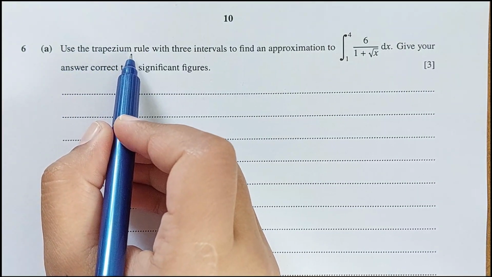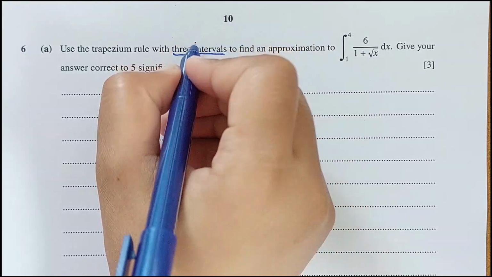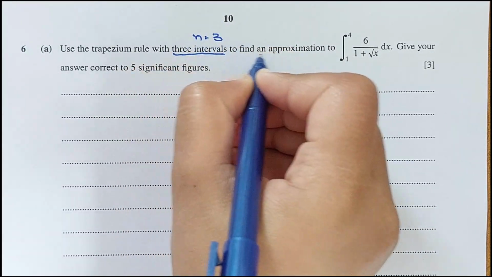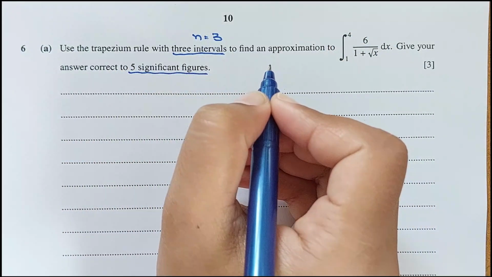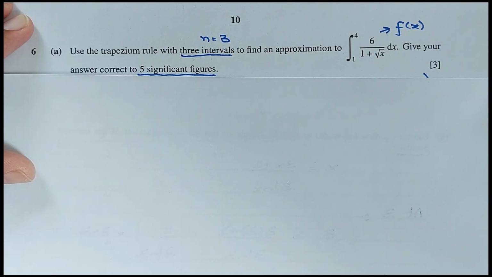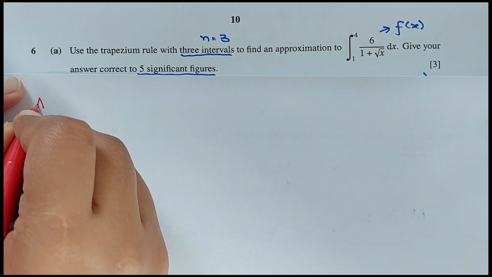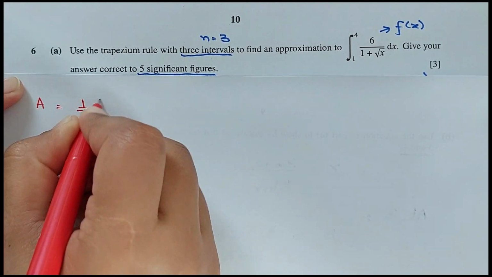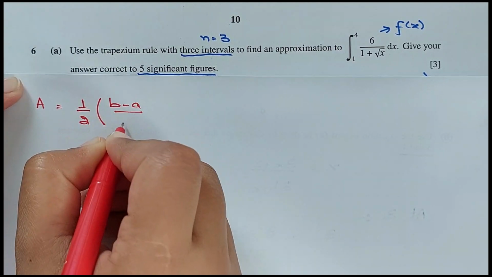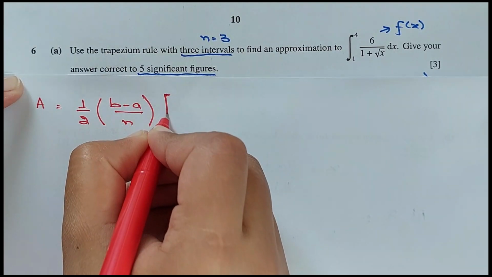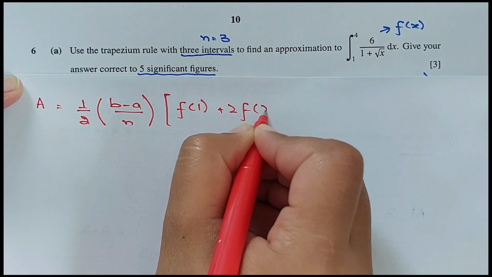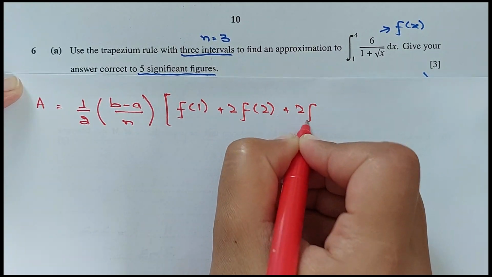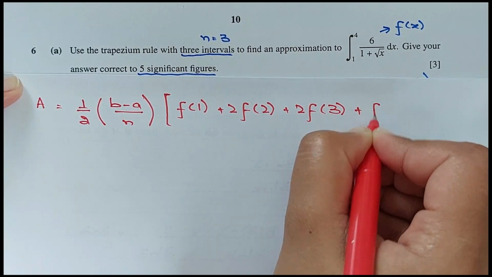Use the trapezium rule with 3 intervals, meaning n value 3, to find an approximation to this integral. Give your answer correct to 5 significant figures. Okay, so let me apply the trapezium rule over here, which is A equals 1 by 2 into (b minus a) over n into the function value at 1, plus 2 times the function value at 2, plus 2 times the function value at 3, plus the function value at 4.